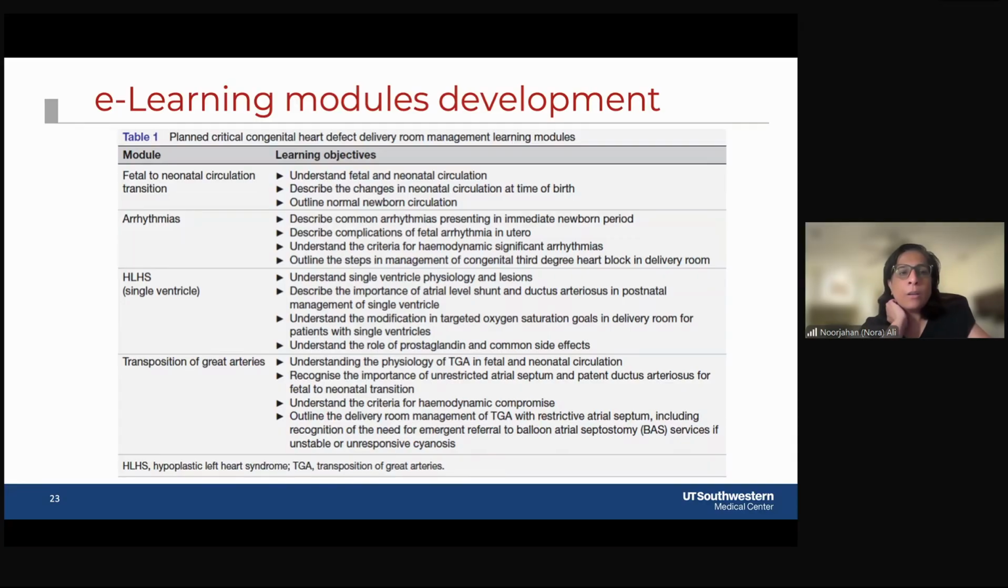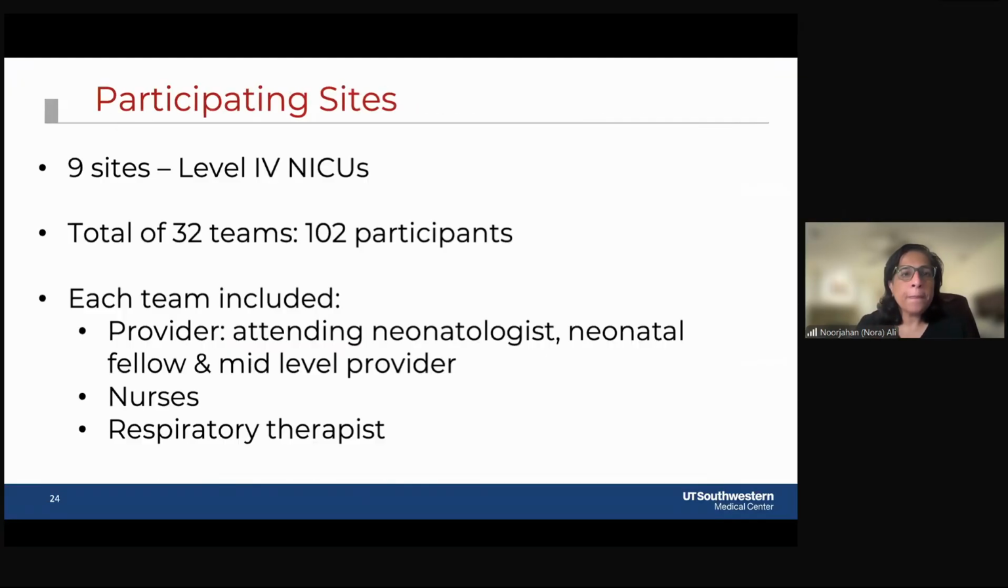We did a quick recap of fetal to neonatal circulation. Then we had arrhythmia, hypoplast, and transposition. We did have other modules that we created, but these are the ones that we ended up testing. We chose these because these are the scary ones that people encounter, and this is where we thought we would get the most out of it, as in these are the higher learning. So what we were presenting in the modules, we wanted to make sure that the learners got the most from it.